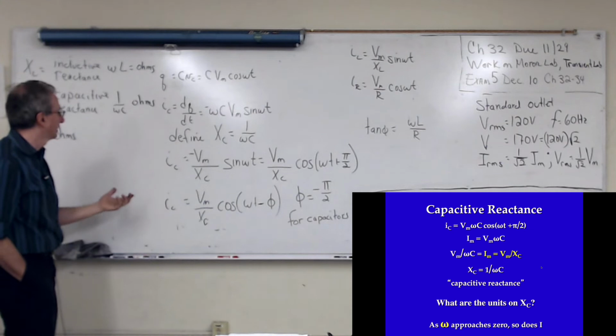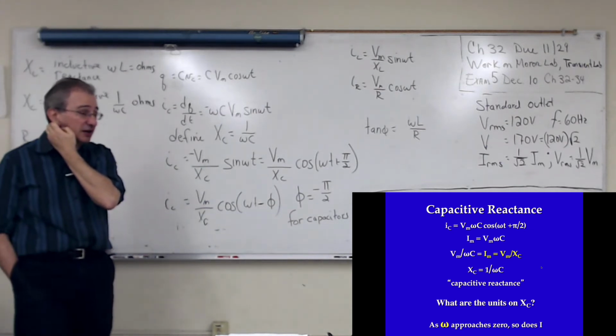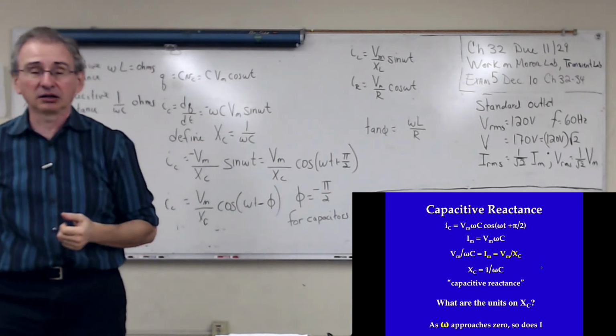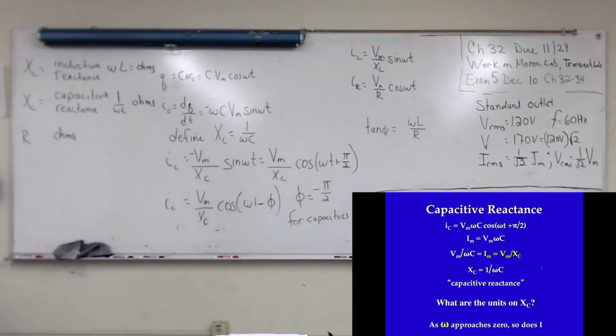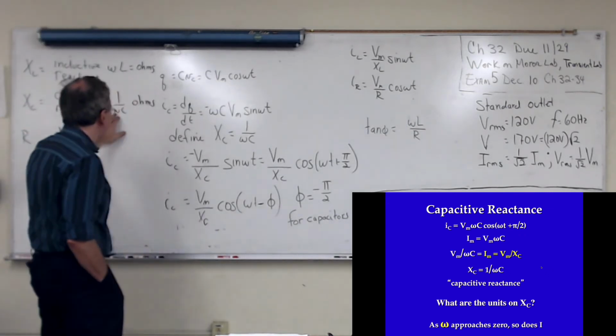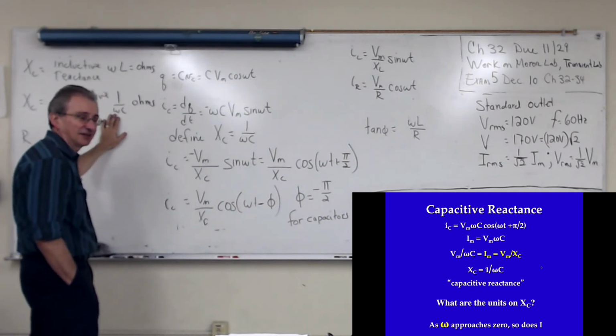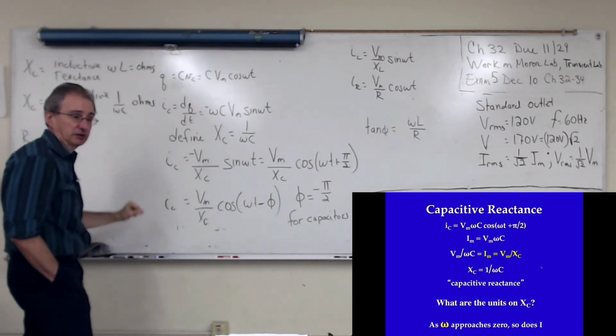But when omega goes to infinity, the capacitor never has a chance to charge up at all. It acts like a wire. So as omega goes to infinity, the capacitor acts like a wire. As omega goes to 0, the capacitor acts like an open circuit.